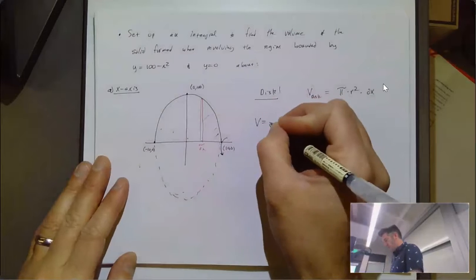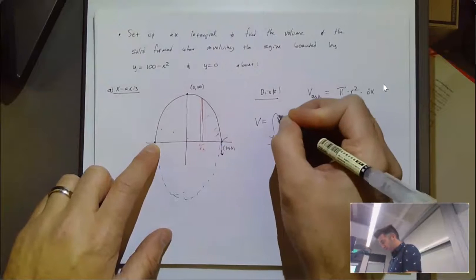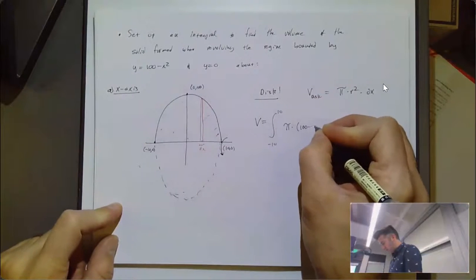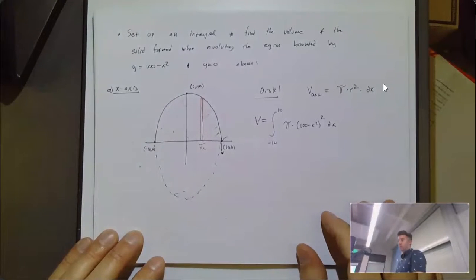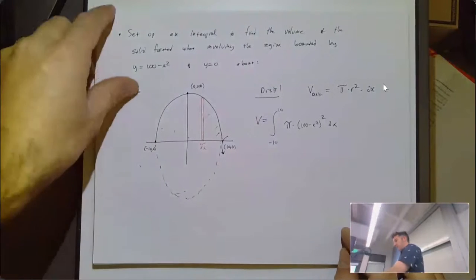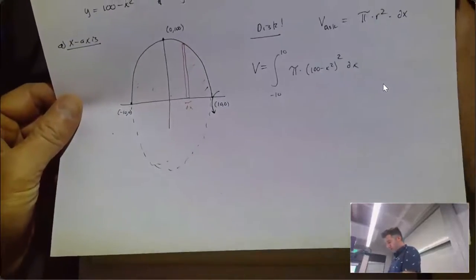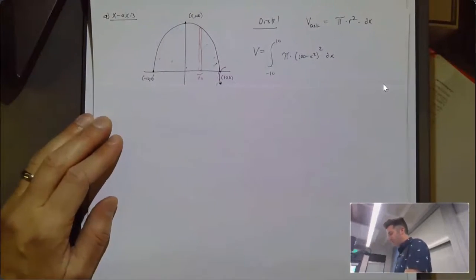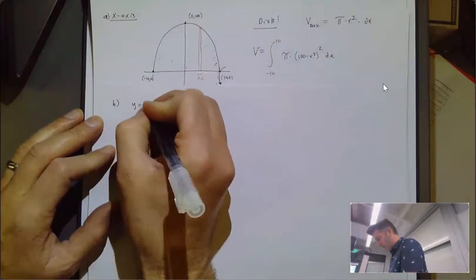So our total volume is going to be the integral from negative 10 to positive 10 of pi times my radius, which is 100 minus x squared, dx. And that's it. That's all we have to do. So now let's ask a different question. A related question. We're going to do like 3 or 4 variations. What if we wanted to go around, say, the line y equal to negative 2?